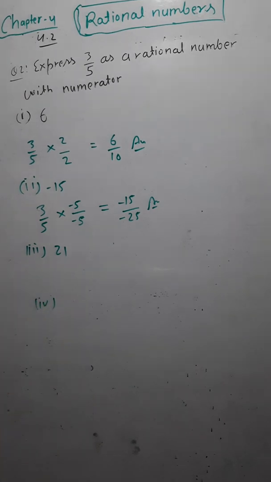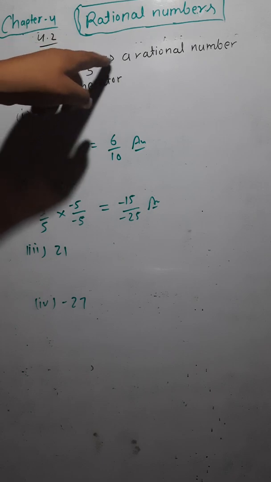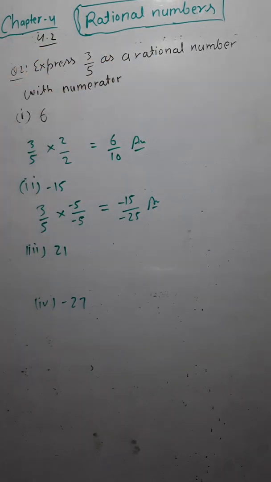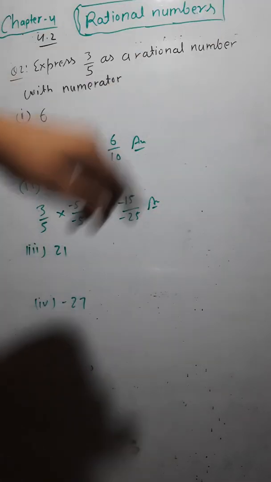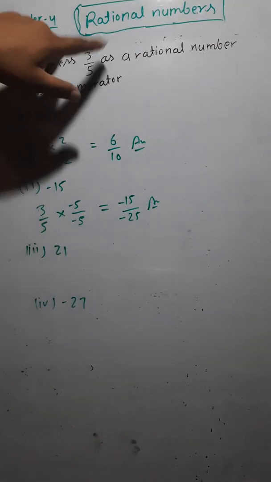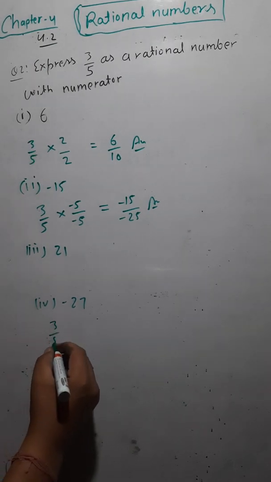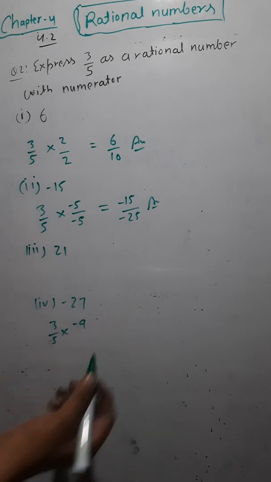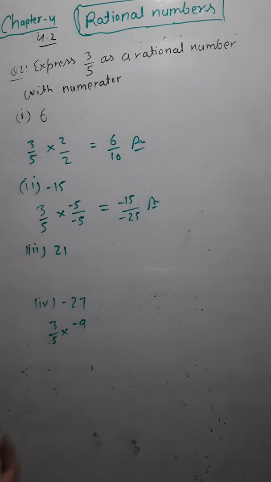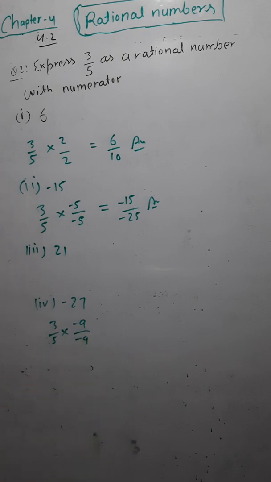The fourth part of the question is minus 27, similar to the previous one. Here you have to express 3 by 5 as a rational number with numerator minus 27. Means this 3, you have to write as minus 27. So how? If I multiply this by minus 9, then only it can become minus 27, because 9 3s are 27. If you are multiplying the numerator by minus 9, at the same time you would be multiplying the denominator also by minus 9.